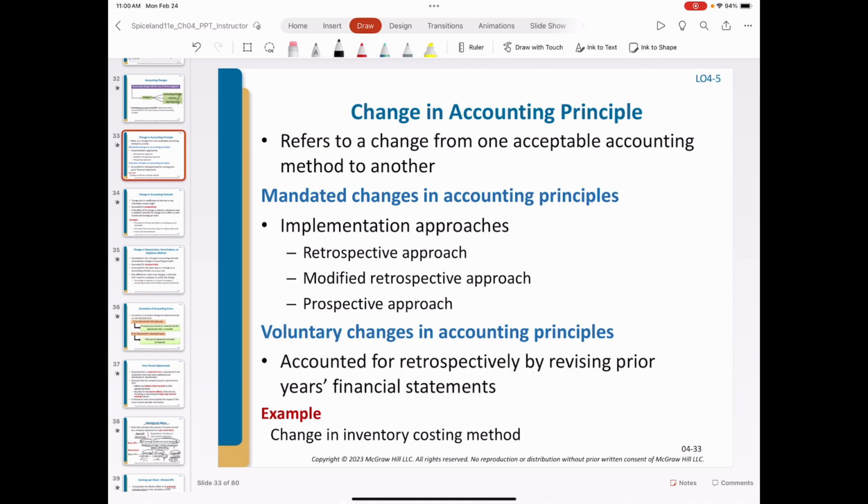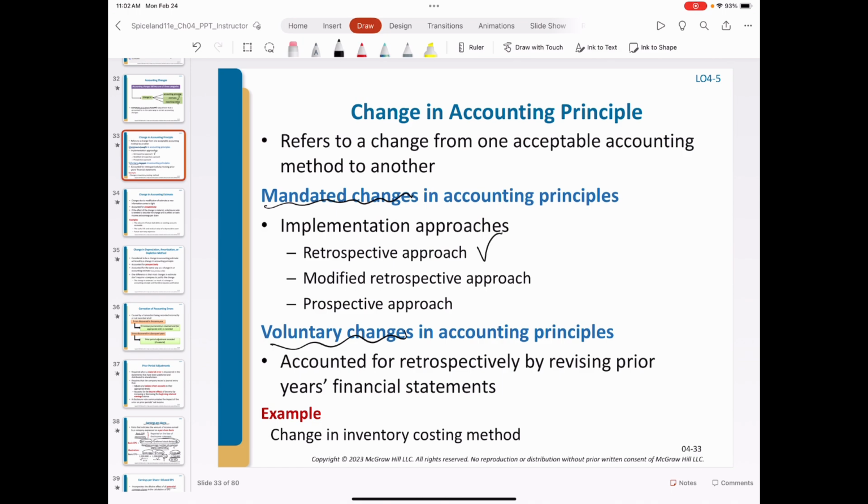First, change in accounting principles. The change in accounting principles can be voluntary or mandatory. Mandatory change means the regulators or accounting standard setters update the accounting standards, so all the reporting entities must follow the new accounting standards by a certain day. If the changes are mandatory, the companies have three approaches to implement the new accounting standards.